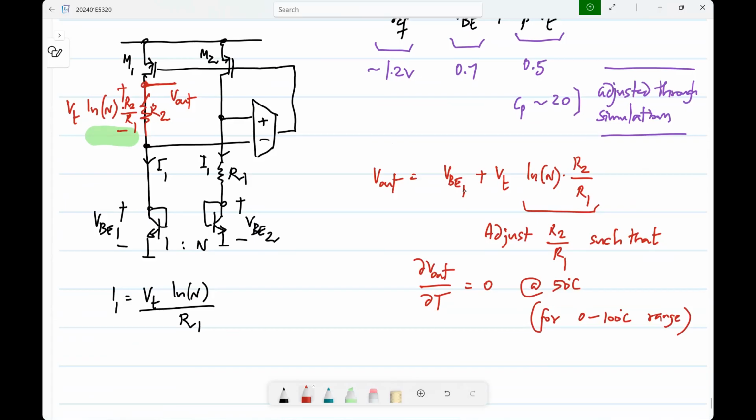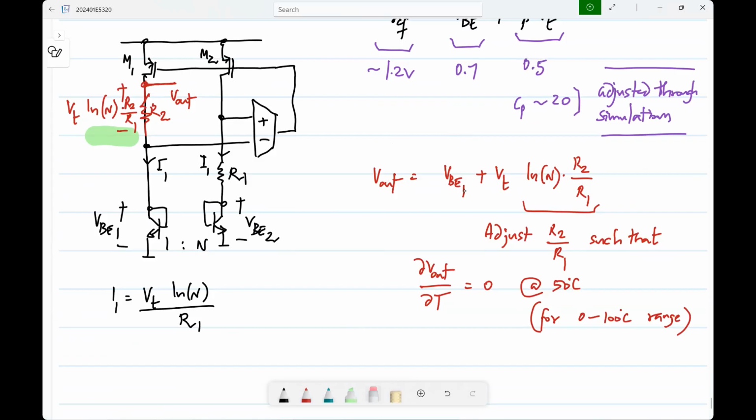So M1 and M2 have very different VDSs now, right? Because how different are they? What is the difference in VDS? How much is that? Half a volt, right? This is that. Okay. So that's actually very different. So how do we fix this? What should I do to fix this? Cascode. Okay. What else? Is there some simple quick fix?